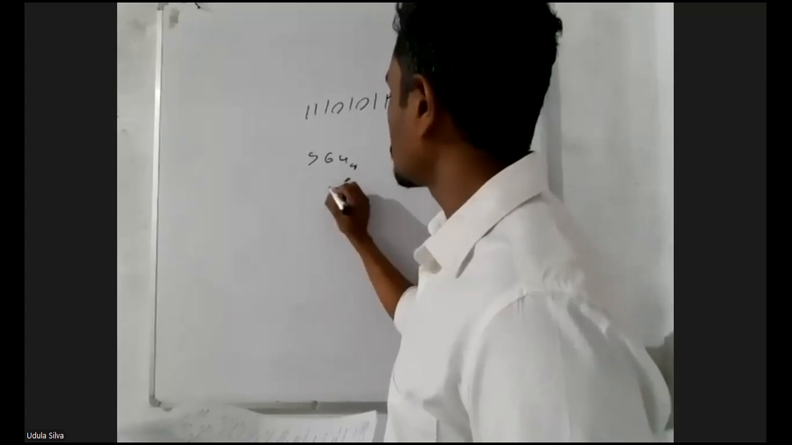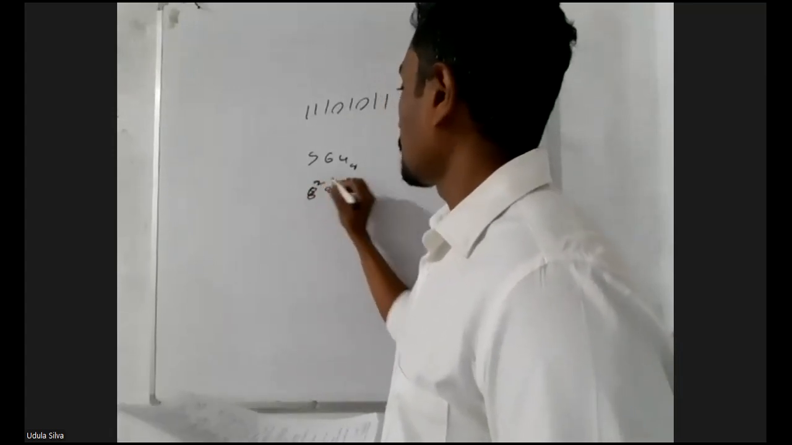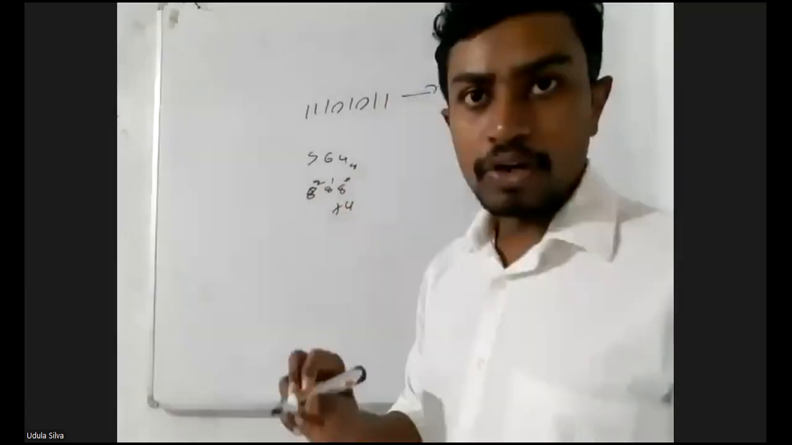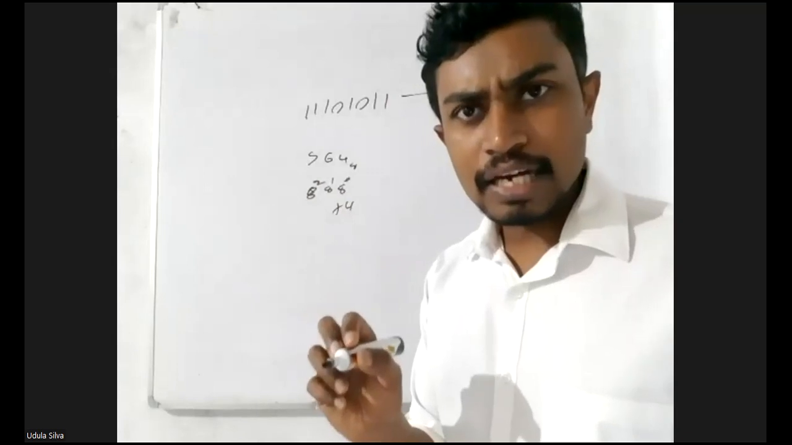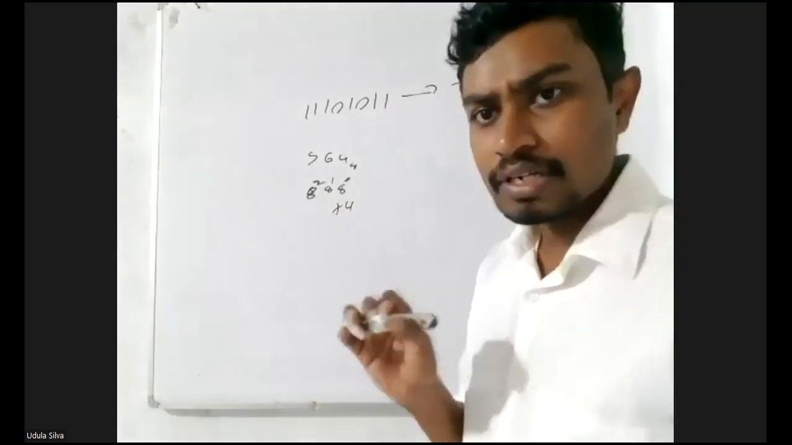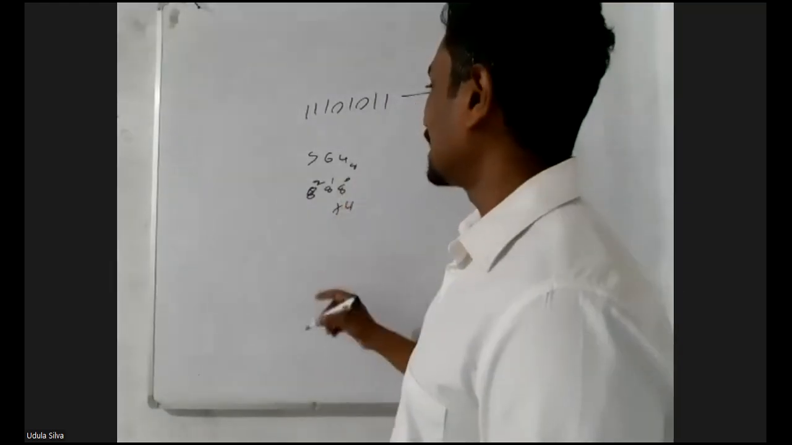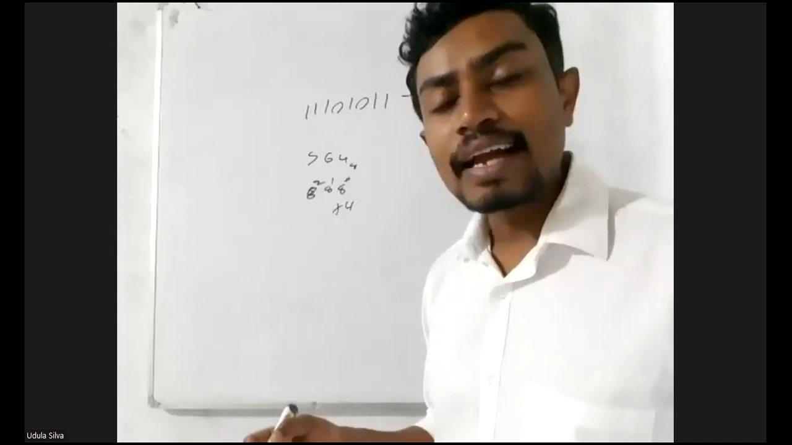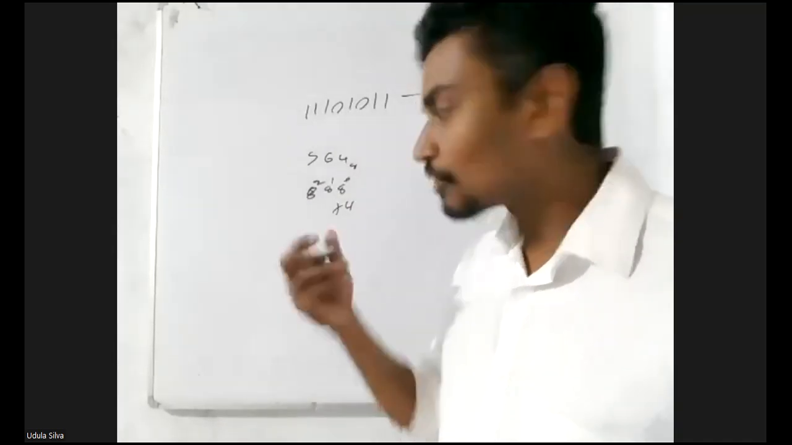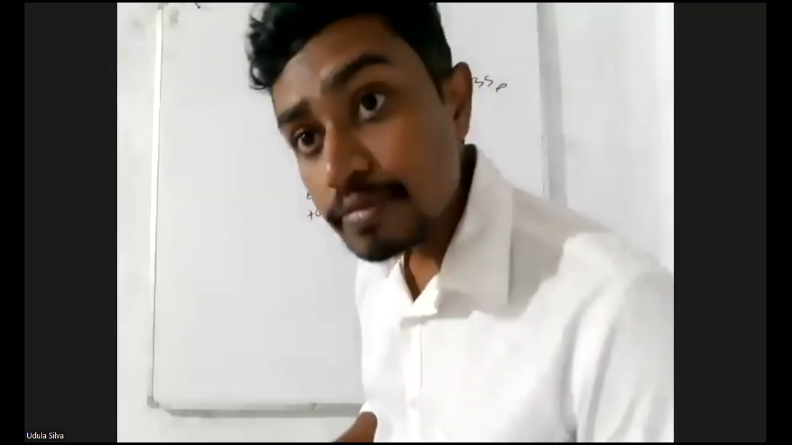Again, put 8 to the power 0, 8 to the power 1, 8 to the power 2. 8 to the power 0 means 1, 1 into 4 is 4. All the number systems are converted into decimal by using the same technique. Same technique. So 8 to the power 1 is 8, 8 into 6 is 48.